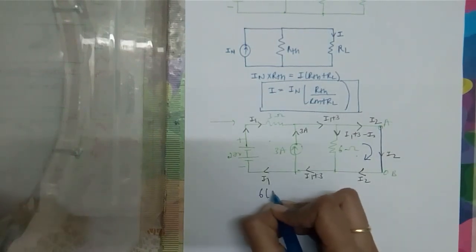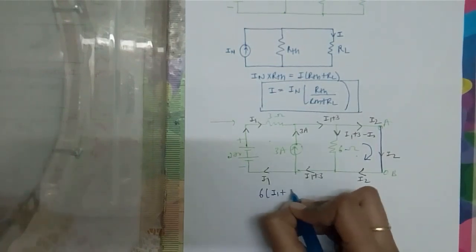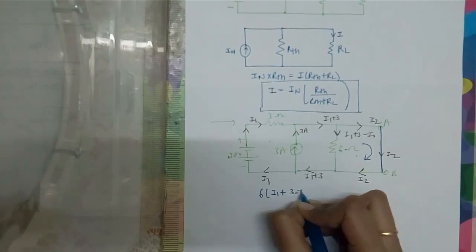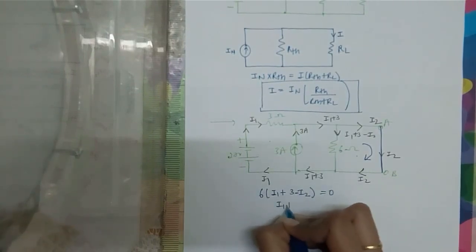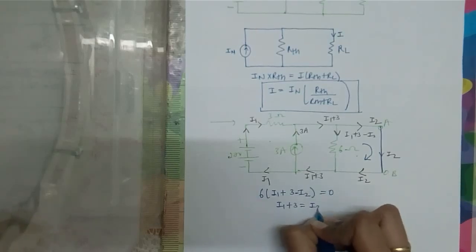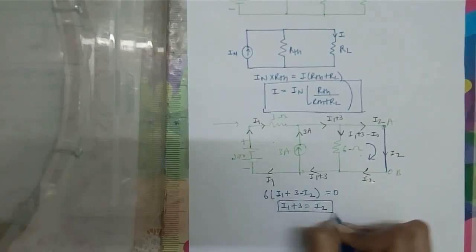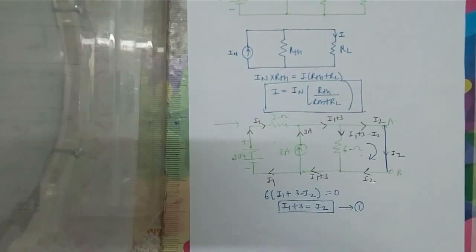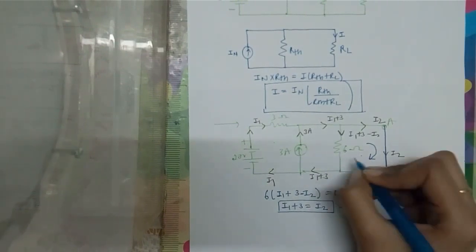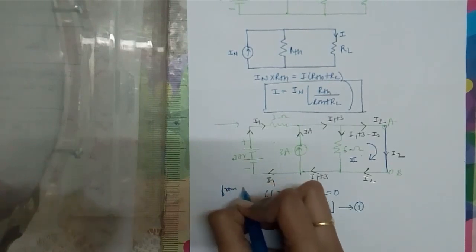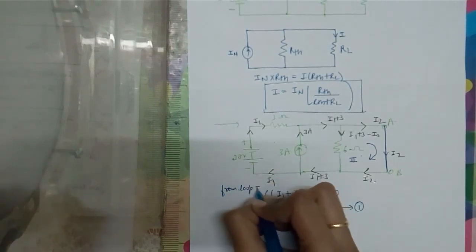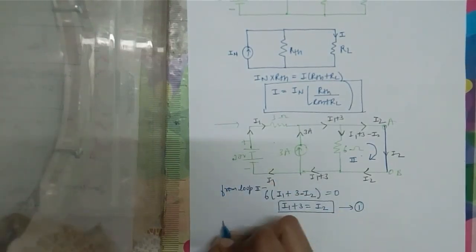So we'll have the equation as 6I1 plus 3 minus I2, which is equal to 0. So we get I1 plus 3 is equal to I2. So this is the first equation that we get from this loop. Let us consider this to be loop 2. So from loop 2 we get this equation.